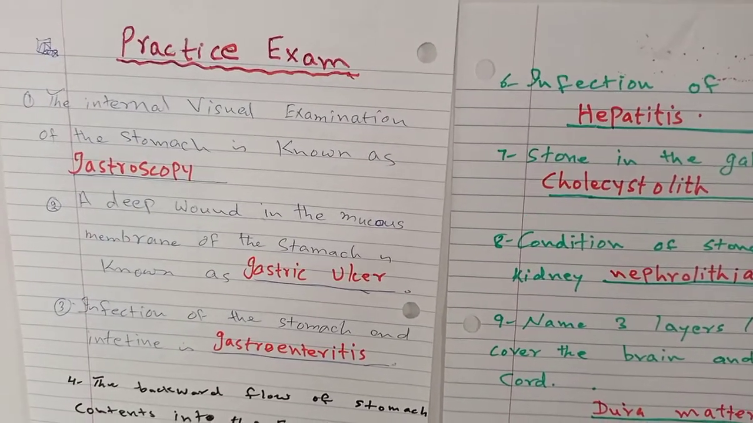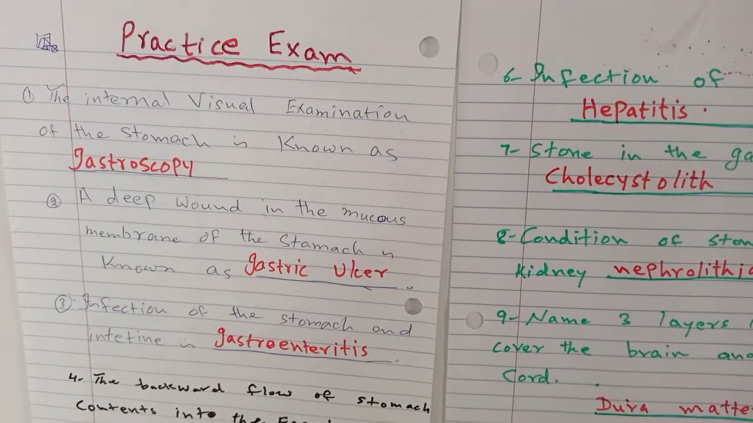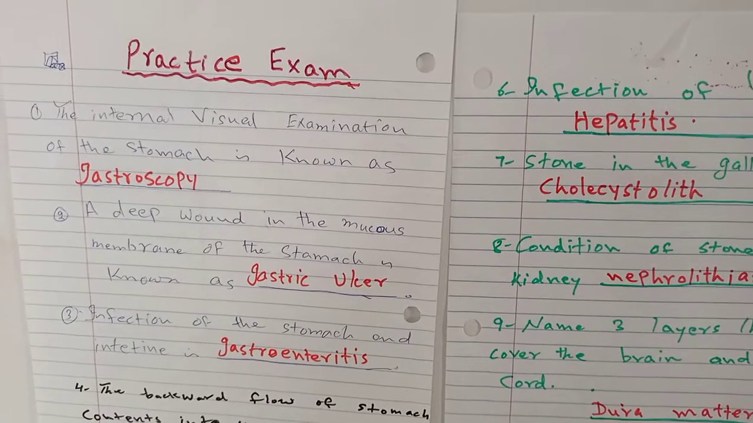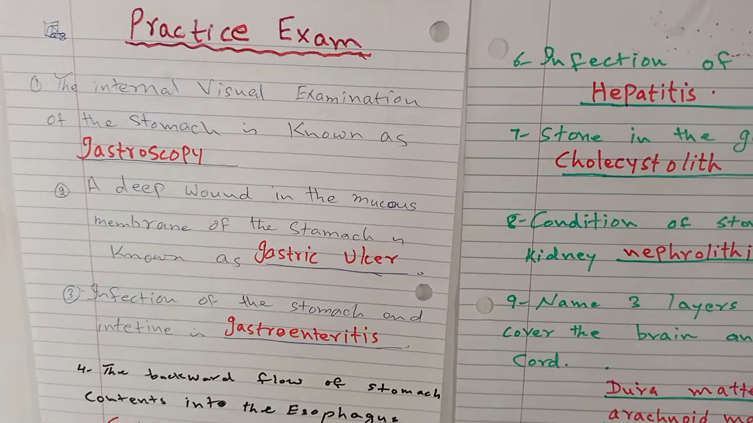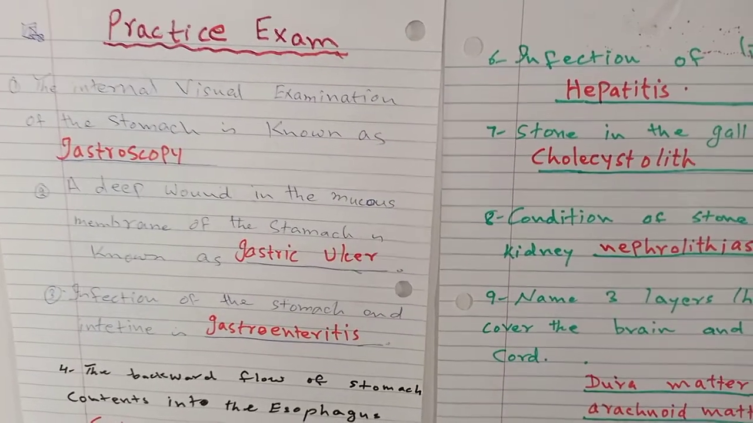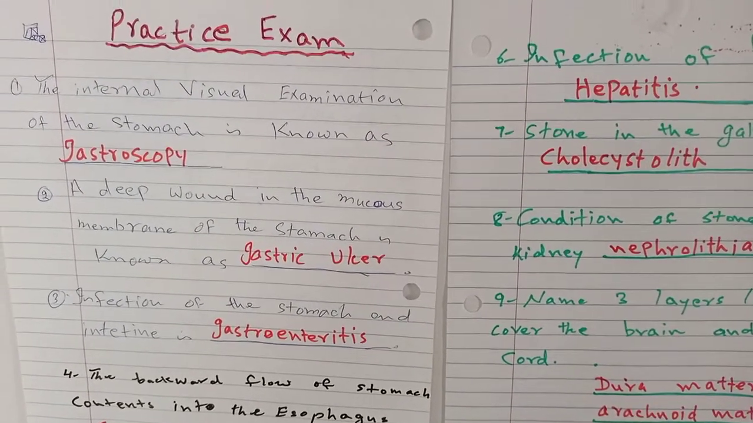A deep wound in the mucous membrane of the stomach is known as gastric ulcer. Ulcer is deep wound in the mucous membrane. 3. Infection of the stomach and intestine is gastroenteritis.